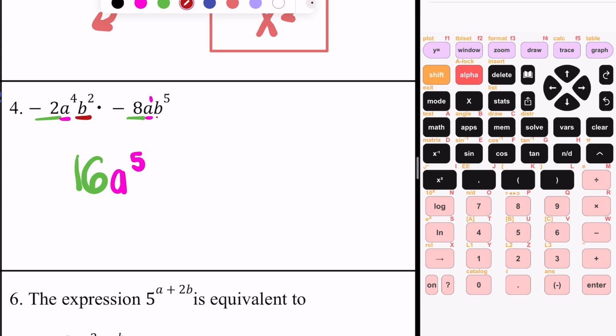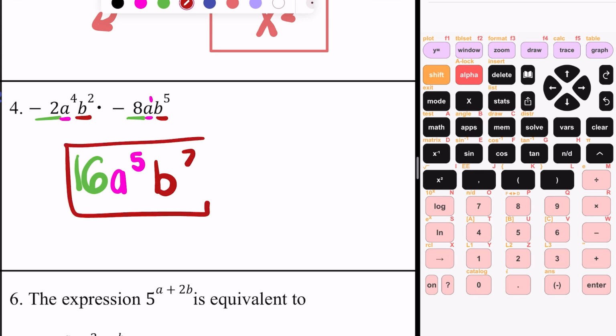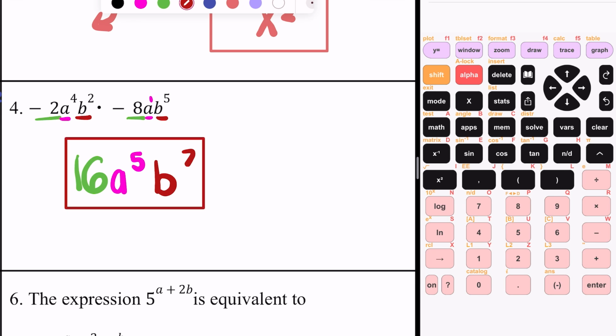Then b to the second times b to the fifth is b. 2 plus 5 is 7. And there is nothing more to do here, so this is our final answer.